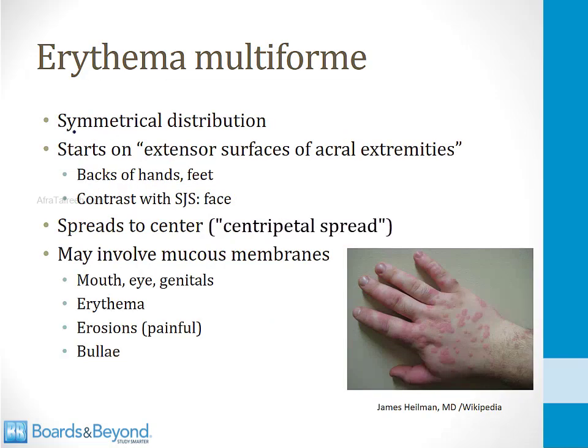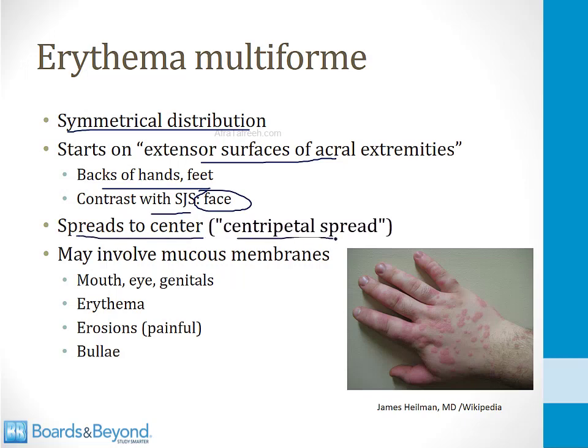This disorder usually has a symmetrical distribution, and it classically starts on the extensor surfaces of the acral extremities. That's what you'll read in your textbooks, and what this means is it starts on the backs of the hand and feet, and this is in contrast with Stevens-Johnson syndrome. Remember that Stevens-Johnson syndrome can also follow an infection or an infection that was treated with a drug, but Stevens-Johnson will start on the face. This will usually start on the hands or feet, and it will be symmetrical, but then it will spread to the center of the body. This is called centripetal spread.